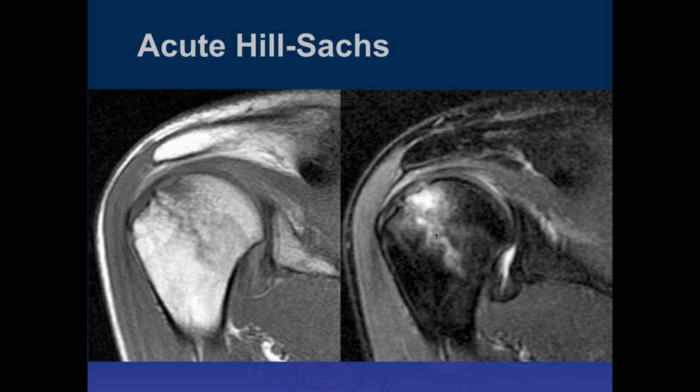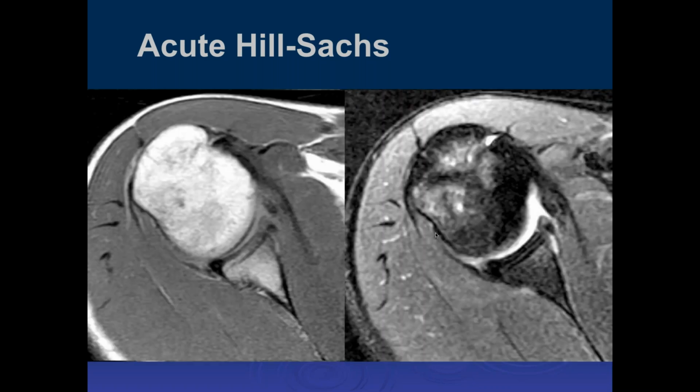Okay. And here's just an acute Hill-Sachs. We can see the Hill-Sachs lesion, and we can see the tear of the labrum with attachment here to the periosteum. So another Perthes type lesion.